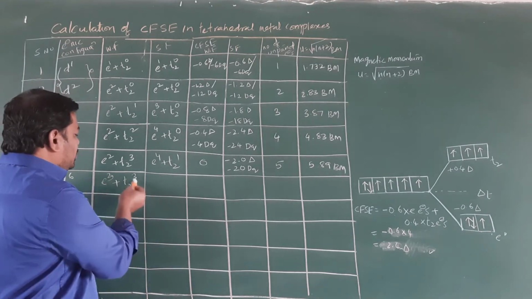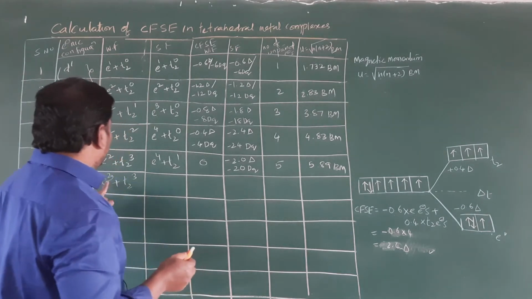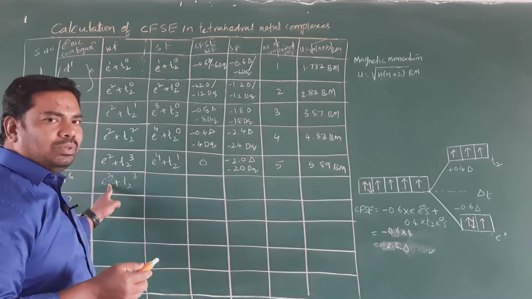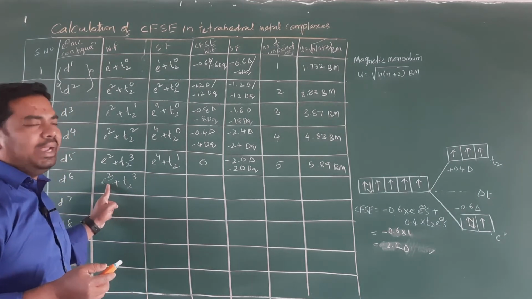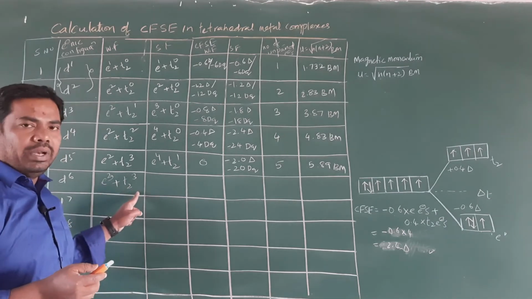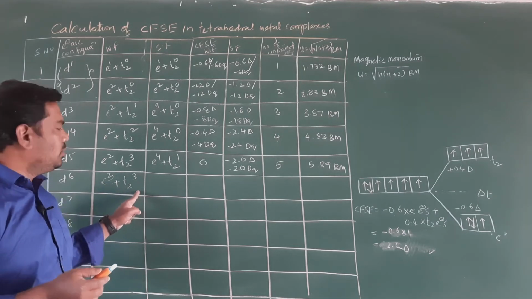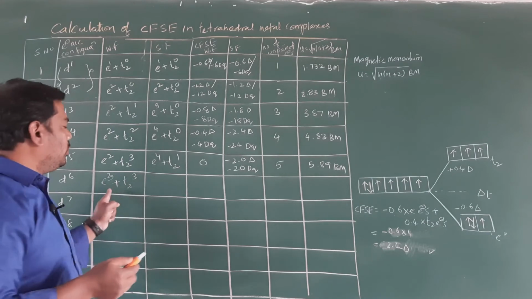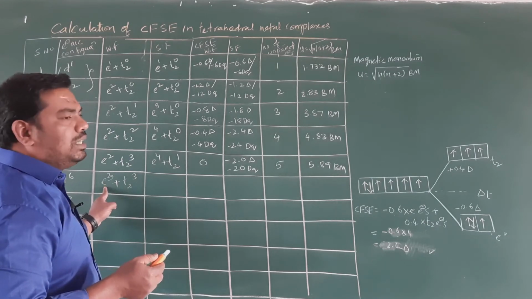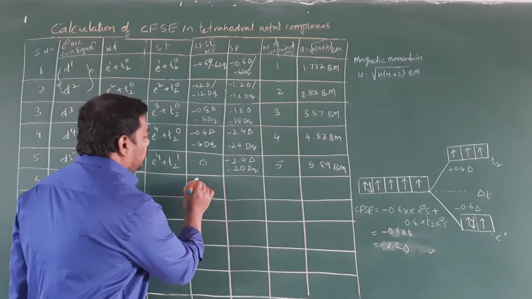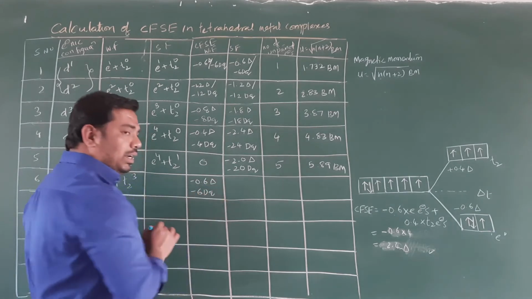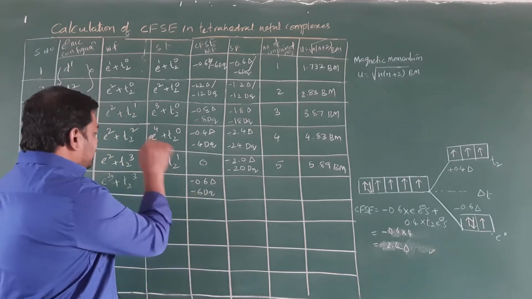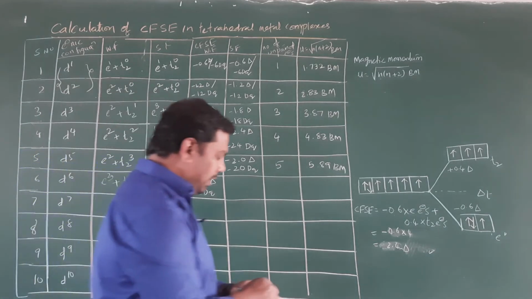So E3 plus T2^3 means, minus 0.6 into minus 0.6 into 3, that is equal to minus 1.8, plus 4 into 0.4 into 3, that is equal to 1.2. So the value is equal to minus 0.6 Δ or minus 6 Dq. Okay, clear.